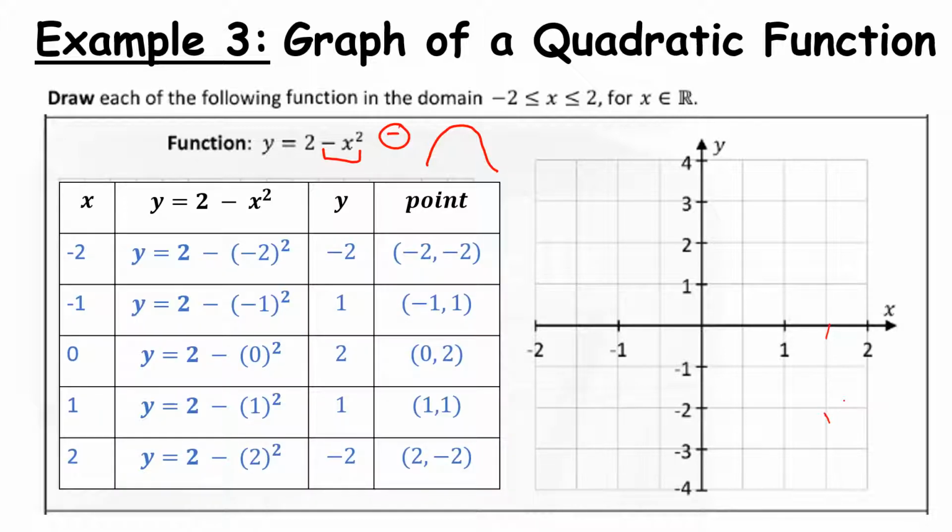So I've already filled in my table. The first column is my x, which goes between minus 2 and 2, and that's coming from my domain here. I then fill in my actual function itself, which is y is equal to 2 minus x squared. Remember to put all those values in as bracket squared. That gives me a y value, and then it gives me a point. So I'm going to go straight to plotting my point. So I get a minus 2, minus 2. I have a minus 1, 1. I have a 0, 2. I have a 1, 1. And I have 2, minus 2.